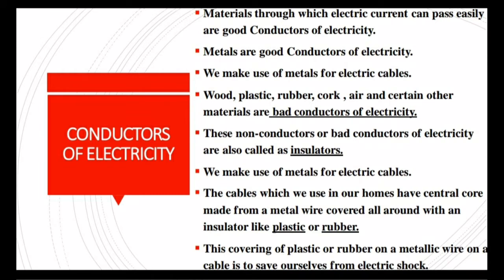We make use of metals for electric cables. The cables which we use in our homes have a central core made from a metal wire covered all around with an insulator like plastic or rubber. This covering of plastic or rubber on a metallic wire or cable is to save ourselves from electric shocks, so that we do not get electric shocks.